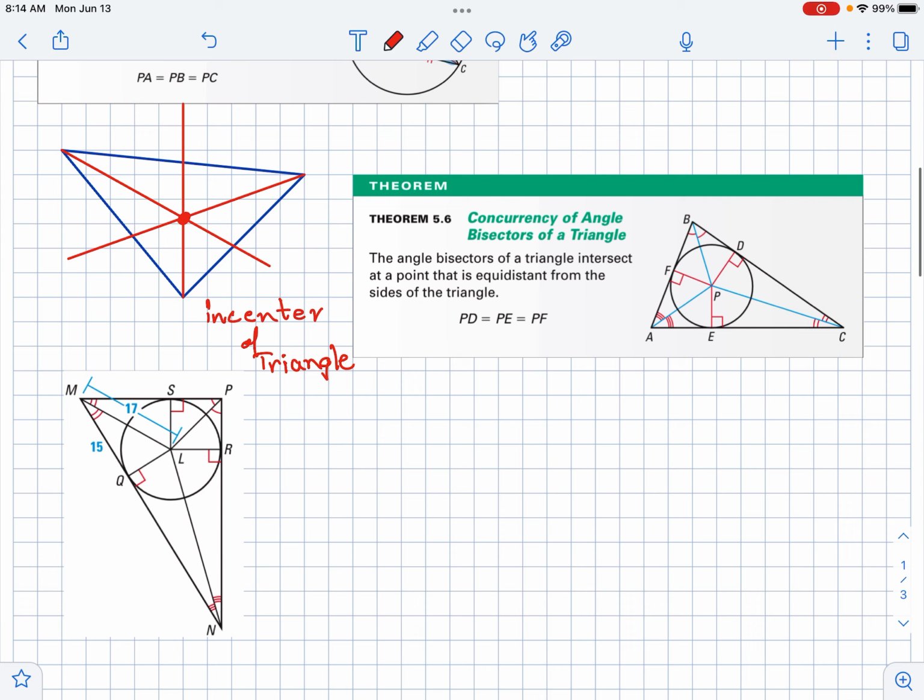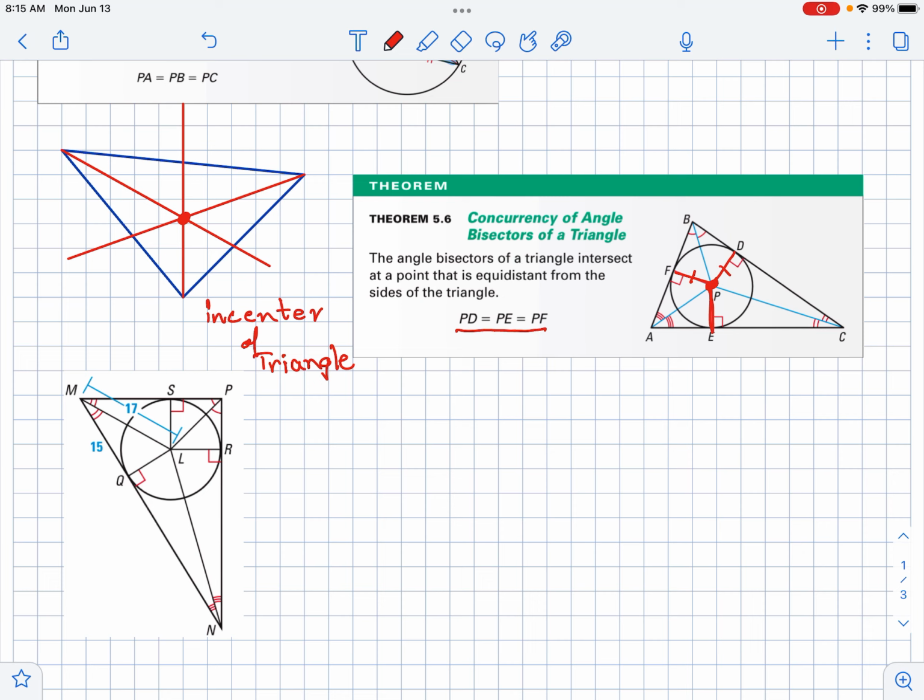Now, if we're talking about angular bisectors, then we say that the incenter of the triangle is equidistant from each of the sides. So I've got a figure over here. Notice here's the incenter. And what we're saying is the distance from that incenter to this side is the same as the distance from the incenter to this side over here, which is the same as the distance here. So in this triangle, PD is equal to PE, which is equal to PF.